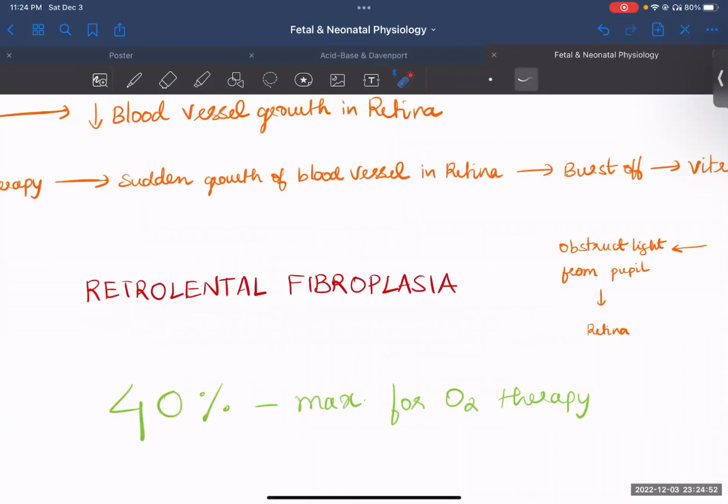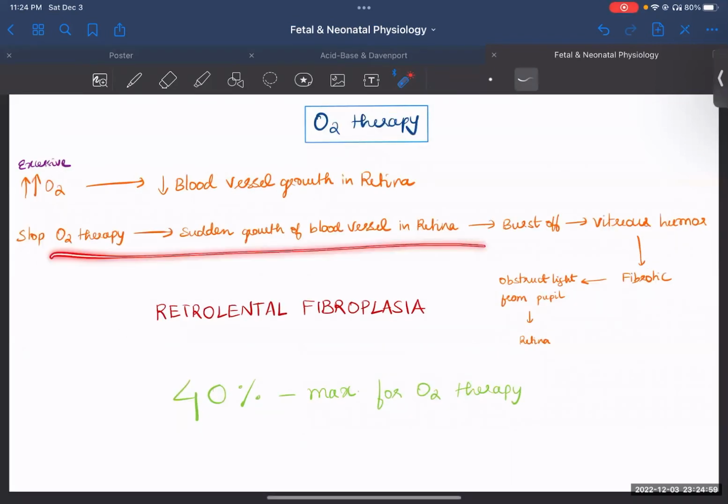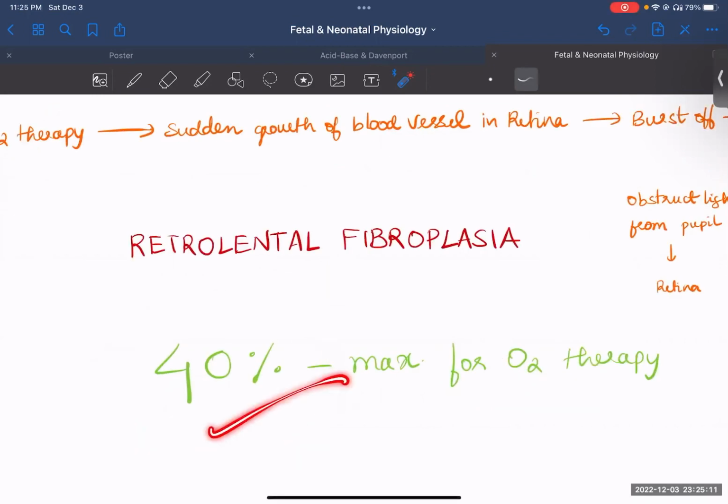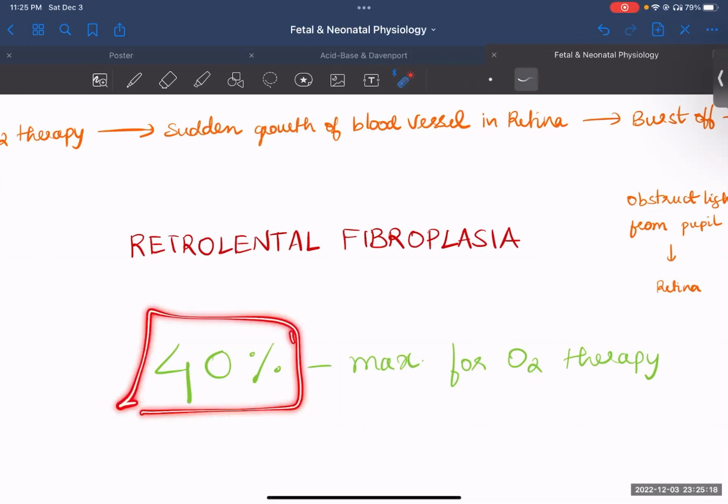See, this might come as a VSH, so just make sure you know the spelling of it. Retrolental fibroplasia. Okay, just look at this flow chart again so that you understand this concept. Now, final point. The safer side for oxygen therapy is that you should not give more than 40% oxygen to the baby. This is the value that is being considered by doctors all over the world now. If you give more than 40%, then that can lead to risks like retrolental fibroplasia. So just keep it under or at 40 percent.